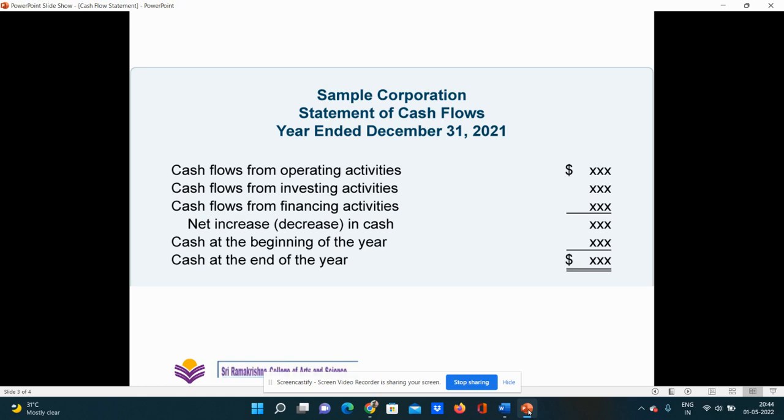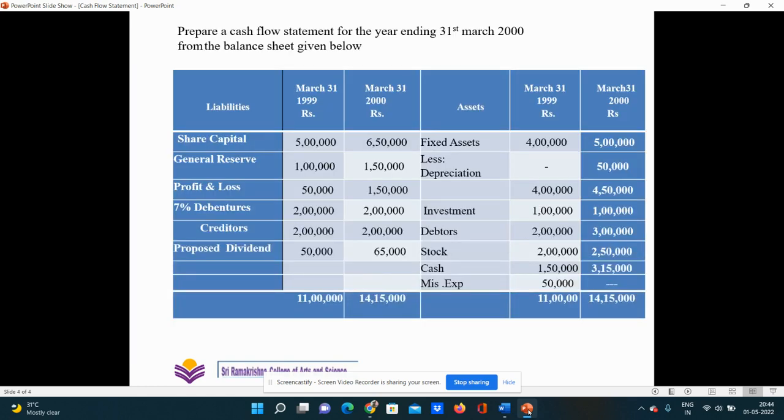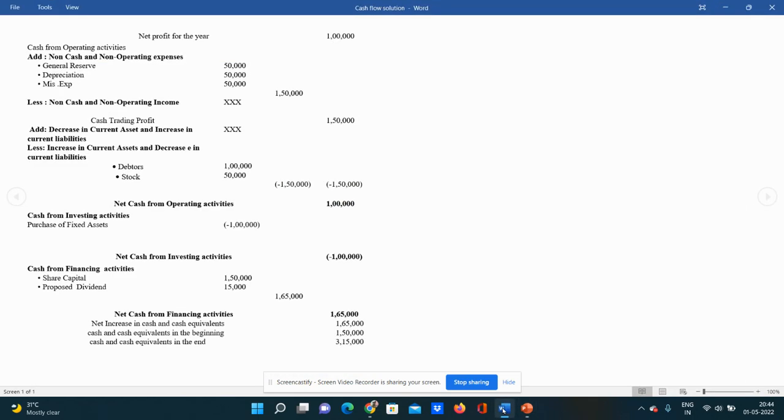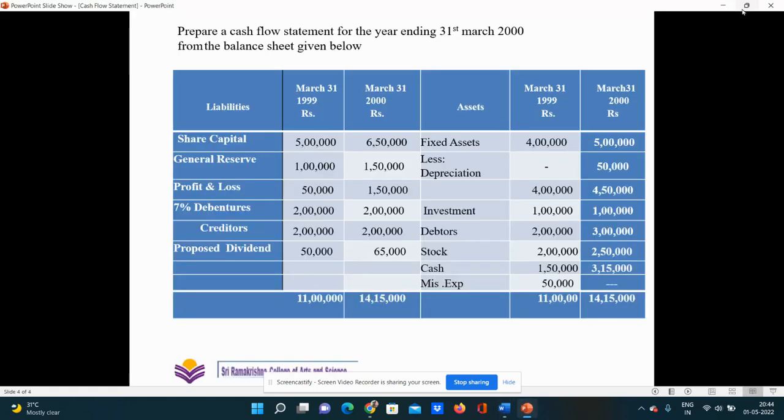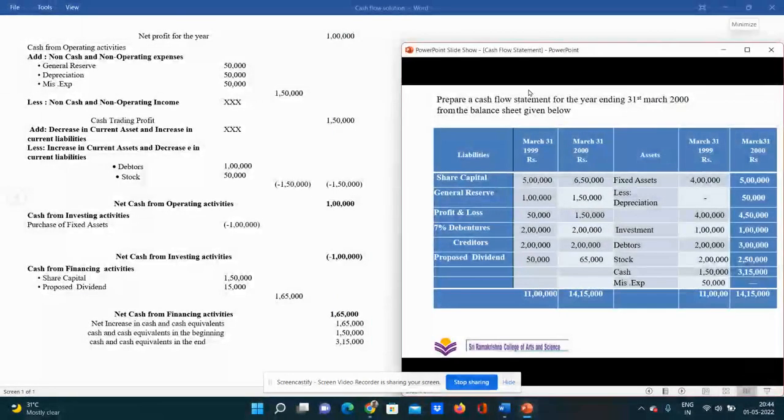Let's see one example sum. Prepare a cash flow statement from the following balance sheet. They have given the balance sheet for the two years, 1999 as well as 2000. The profit and loss for the years 1999 and 2000 shows an increase of rupees 1 lakh. Though it is an increase, it is the net profit for the year: rupees 1 lakh.